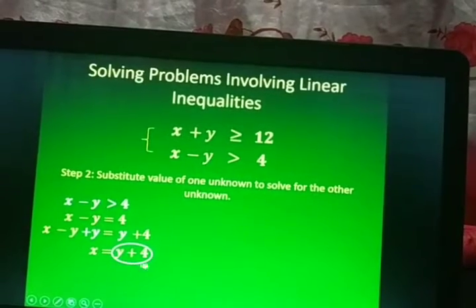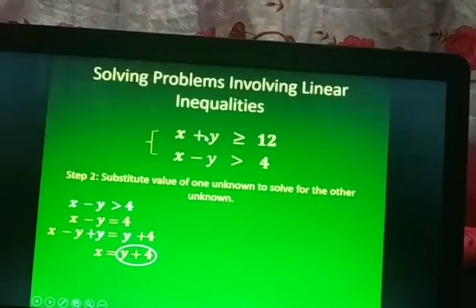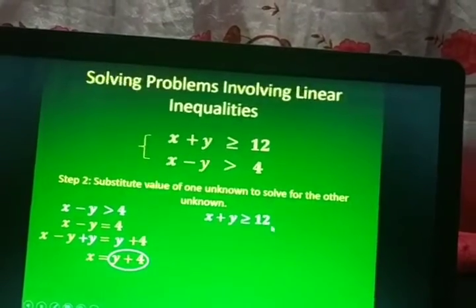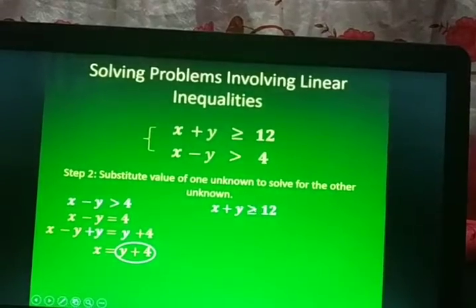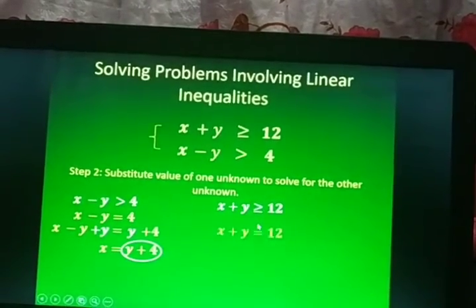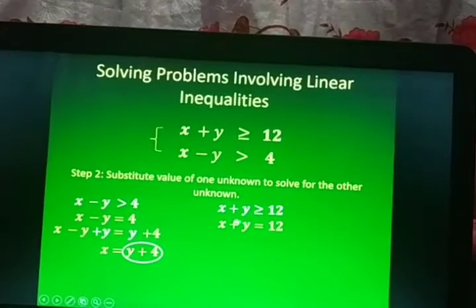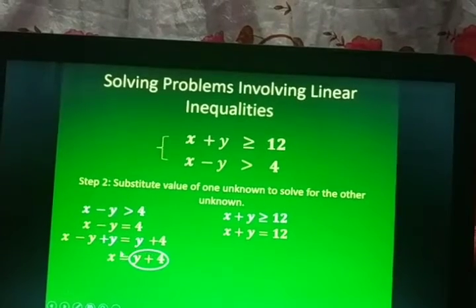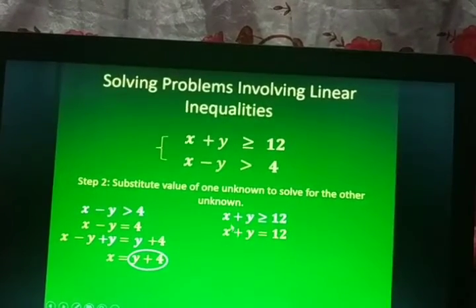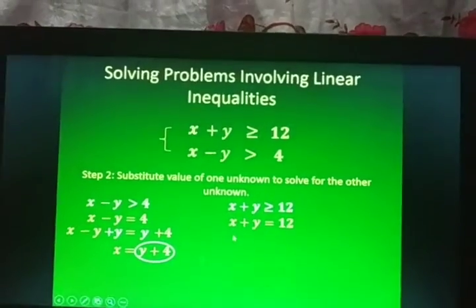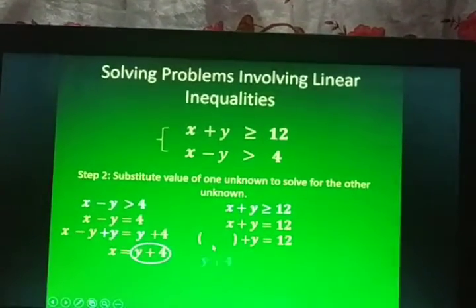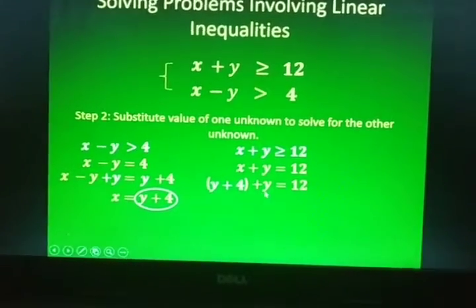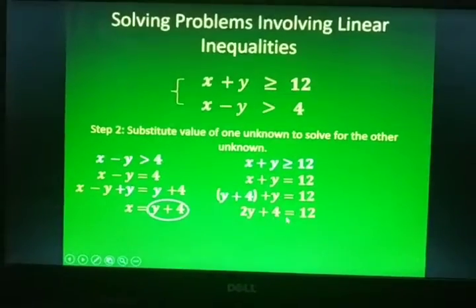We will substitute this y plus 4 into our first equation. We'll use the first equation, x plus y greater than or equal to 12. But before using this, we'll change first the linear inequality into equal sign. So, that becomes a linear equation. And then, we will change this x. This x will become y plus 4 because x equals y plus 4. This x here will become y plus 4. Oh, I'll change it na. That becomes y plus 4 plus y equals 12. Combining similar terms, y plus y equals 2y. 2y plus 4 equals 12.